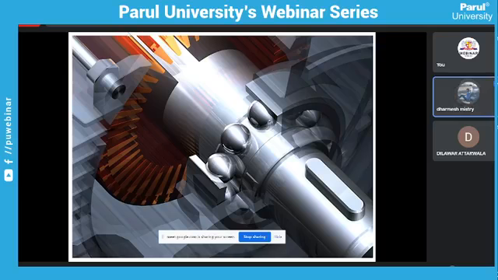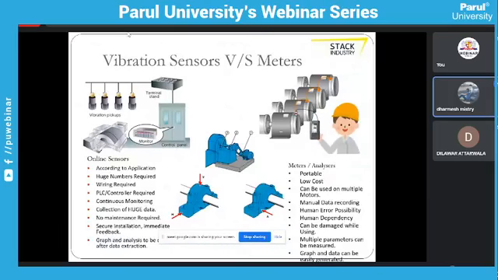We will check further what all problems vibration can cause, and what all things the vibration meter can measure. There are two different things: one is the vibration sensor and one is the vibration meter. On the left image you can see that there are four sensors connected to a PLC, which we can also call a control panel.